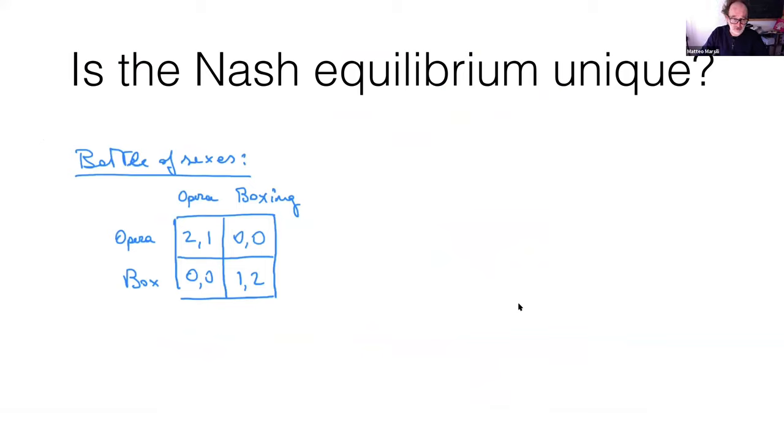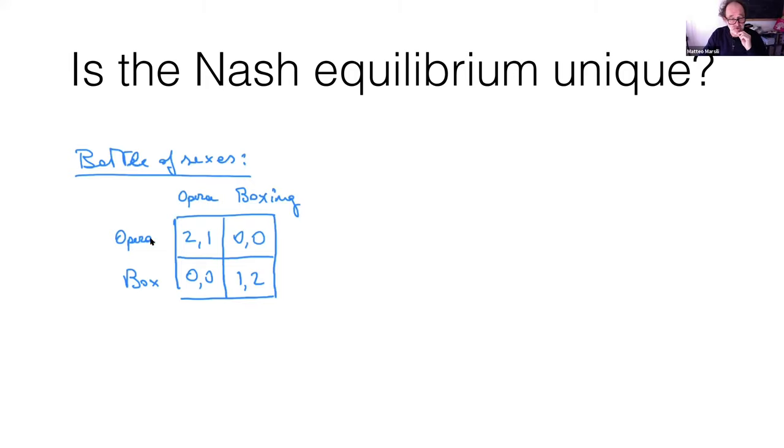is clearly no. And one example of this is what is called the battle of the sexes. So this is the game between two persons, and she wants to go to the opera, and he wants to go to boxing, but they love each other, so they'd better go hang out together than just one go to the opera and the other goes to boxing, okay? So the payoff matrix can be something like this.